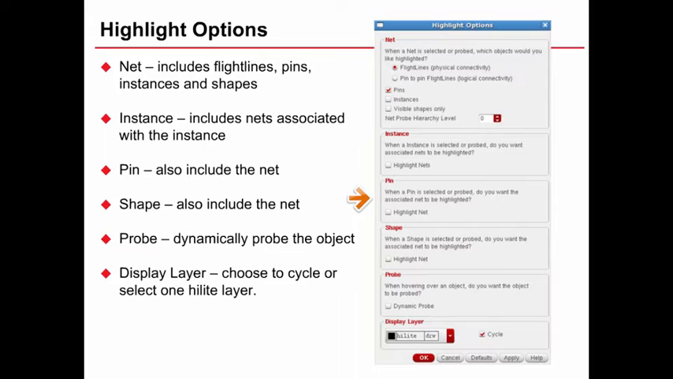Here, with a pin, select that pin. You also want to see the nets. Same for the shape. You want to see the nets. And then probe. When hovering over that object, do you want the object to be probed? That would be a dynamic probe. And then the layer that's going to be used, do you want to let it cycle between those 10 highlight drawing layers, or do you want to pick one and leave it on that one only.